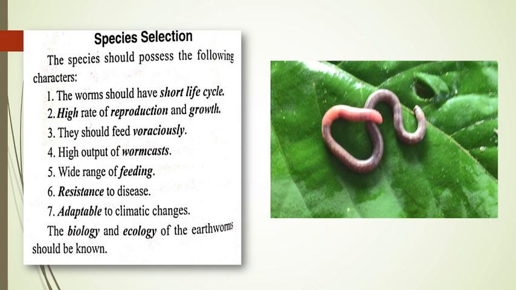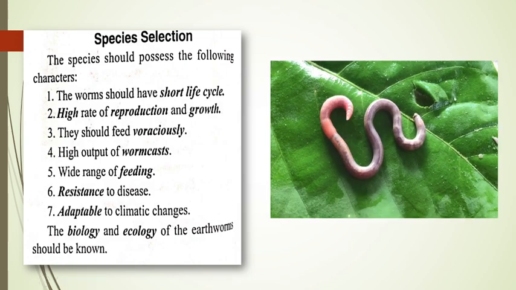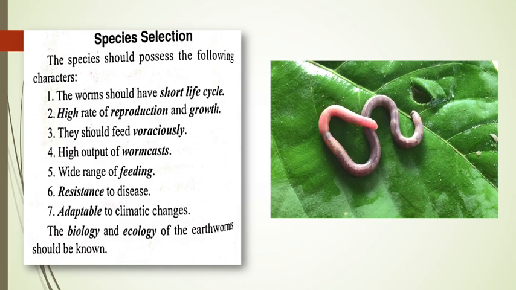They should feed voraciously. Voraciously means vigorous feeding, and they should have a high output of worm cast. They should also show a wide range of feeding, resistance to any kind of disease, and be adaptable to climatic changes. These are certain characteristics which are considered when we select any kind of earthworm species for vermiculture.